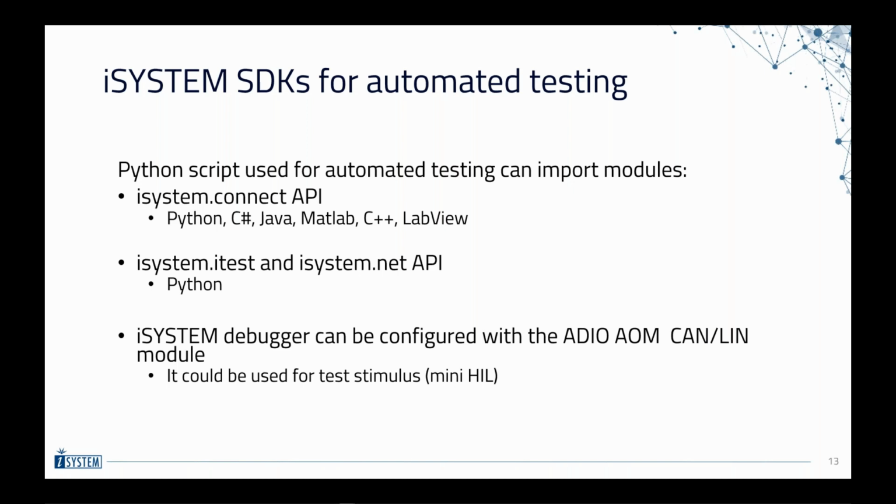We can download the 3 iSystem APIs for automation and testing from the iSystem webpage. The iSystem Connect API is used for automation of the debugger. The iSystem Test API is used for testing. We can create unit and system tests and test reporting without any instrumentation. The iSystem FNet API is used to automate the CAN, LIN, and ADIO add-on modules. With this, we can generate stimulus for the ECU during continuous integration testing.